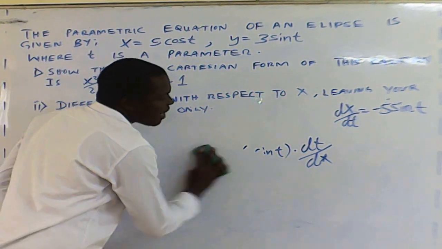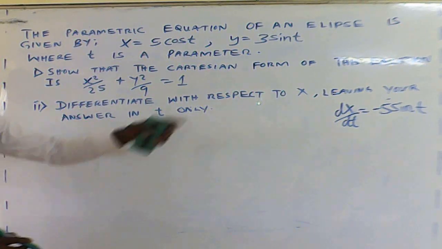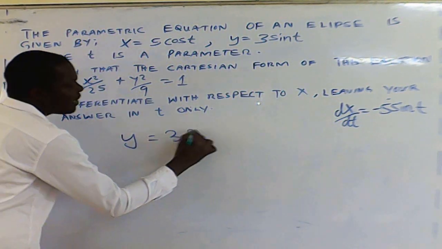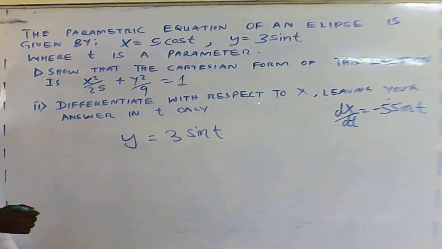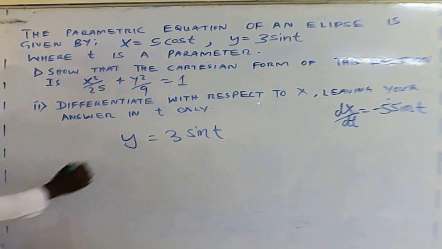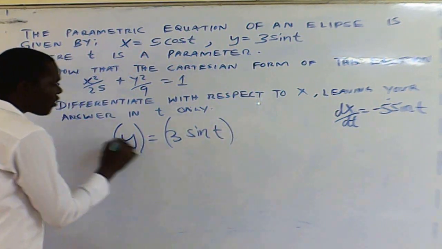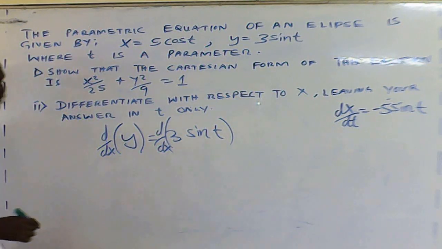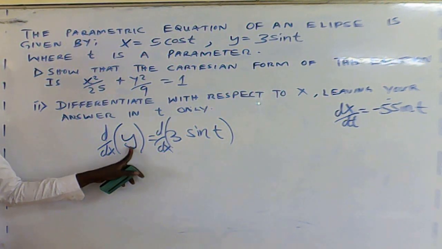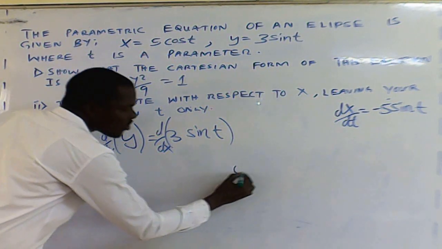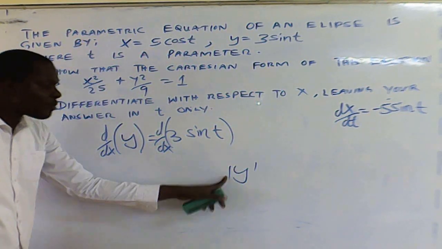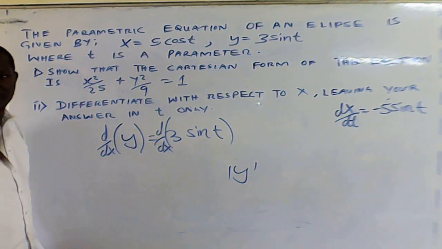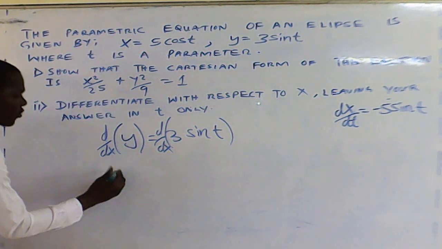Let us go to the second parameter. The second parameter there is given: y is equal to 3 sine t, and we will differentiate with respect to x, isn't it? Meaning we introduce d/dx on both sides of the equation. So if you differentiate y, you get 1, because it is y raised to power 1, coefficient is 1. So 1 times 1 is 1, you reduce the power by 1, y raised to power 0, anything raised to power 0 is 1. So when you differentiate y here, you get 1.